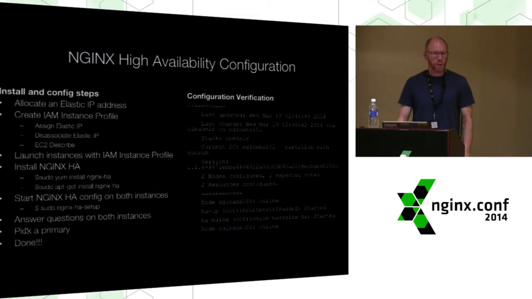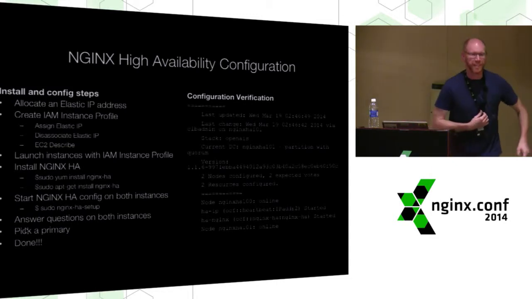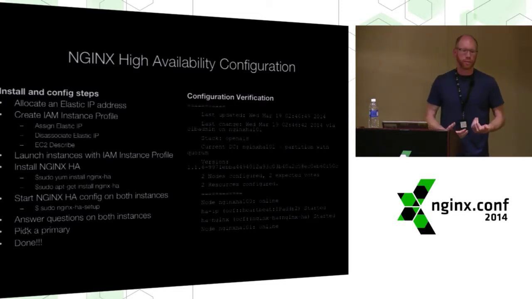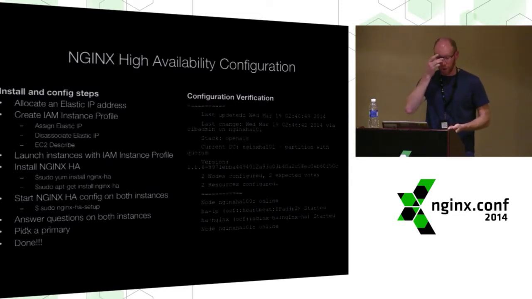Is that a service you have to install yourself, or does Amazon provide that functionality? Like, do you have to go in there and install Pacemaker or Keepalived? Yep. So we're going to hit that right now, actually. It's all provided by Nginx. So the way this is going to work, you're going to allocate an elastic IP address in the region that you're going to run in.